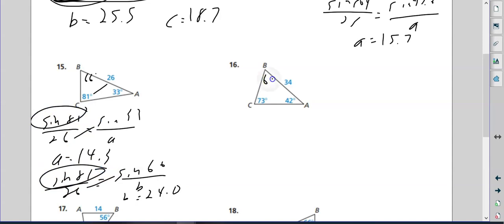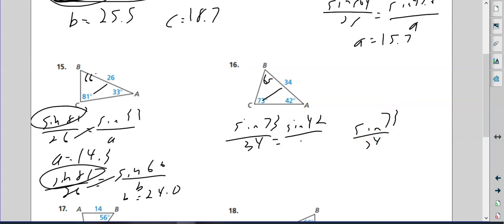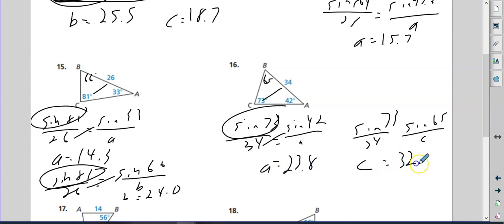We're going to find out that this is 65 degrees. Here's our magic one. So sine of 73 over 34. We're going to do this twice. Sine of 73 over 34. And we're going to do sine of 42 over A and sine of 65 over C. And we're just going to cross multiply and divide. And we're going to get A is 23.8 and C is 32.2.